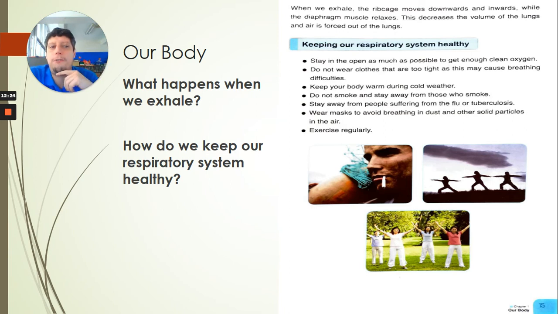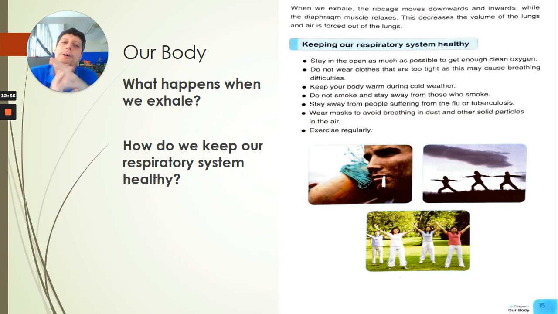Number 5, stay away from people suffering from the flu or tuberculosis. So if somebody has a cold, try not to be too close to them, keep your distance. Number 6, wear masks to avoid breathing in dust and other solid particles in the air. So wear masks when you're outside around dirty traffic, or if you have PM 2.5, wear masks so that you don't breathe in the bad air. But you know this already.